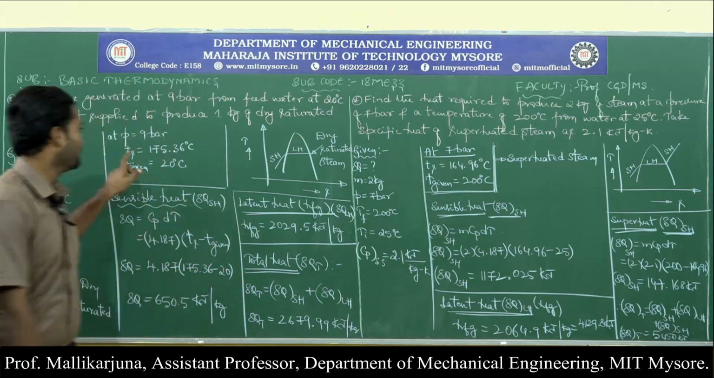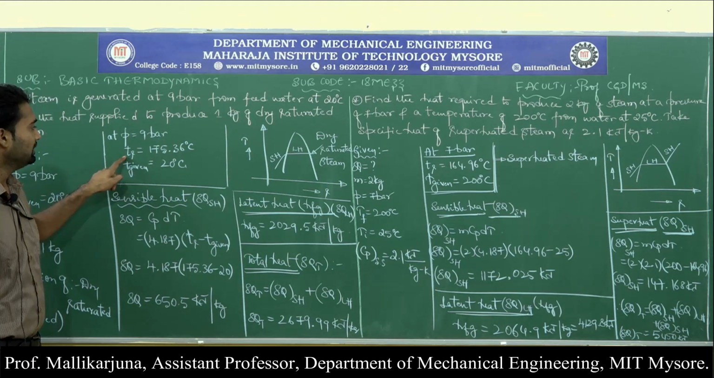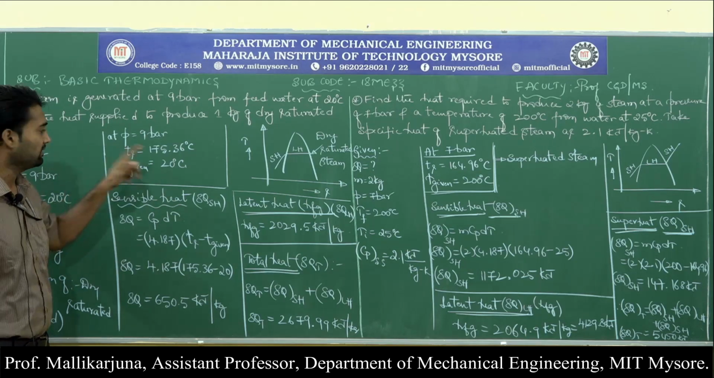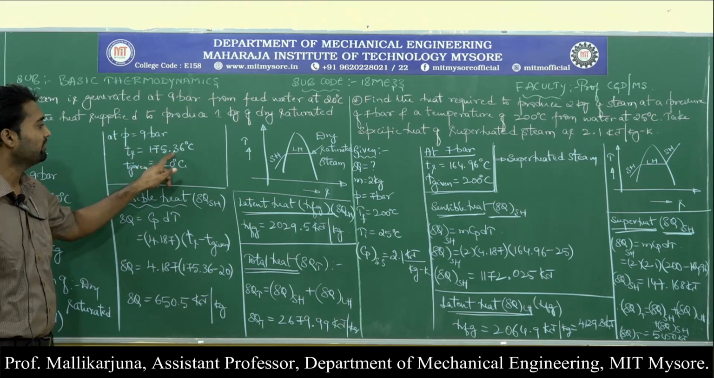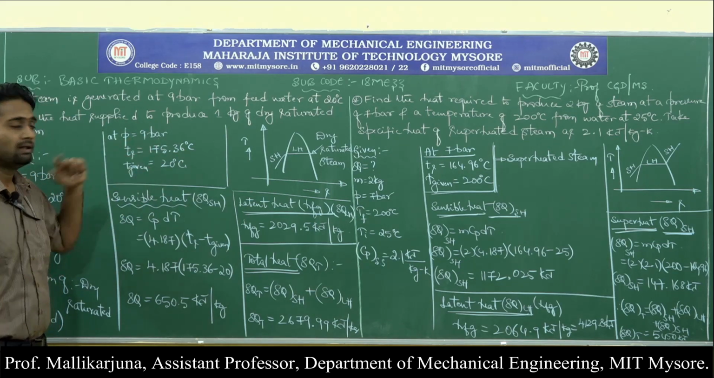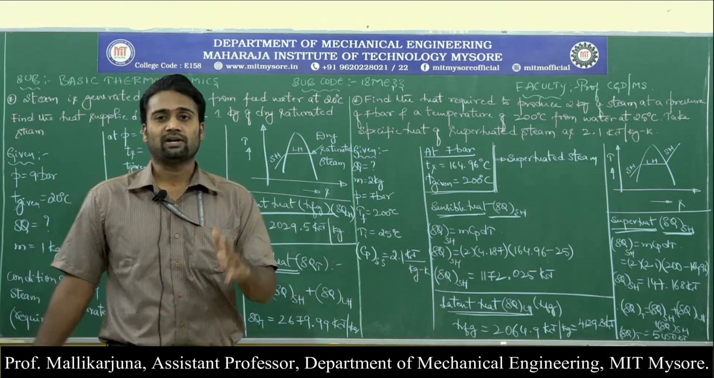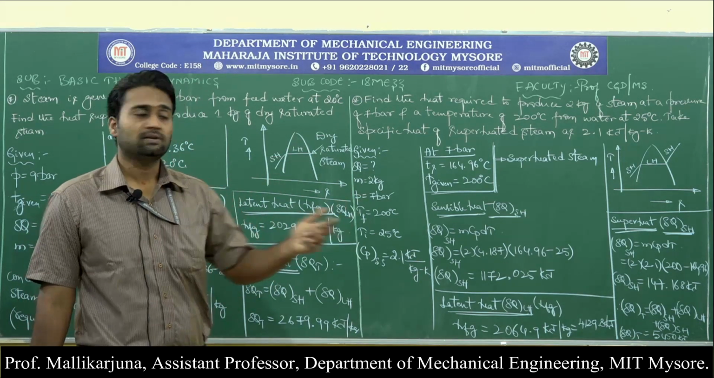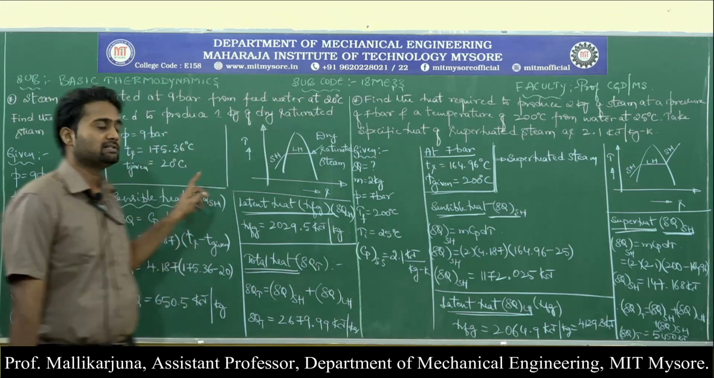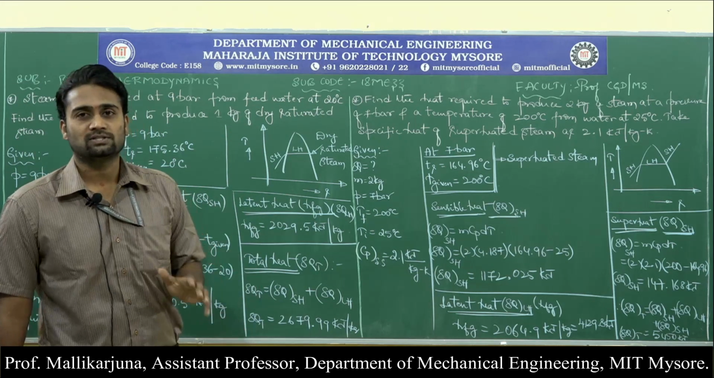So now at 9 bar pressure I have looked at the saturation temperature. The saturation temperature was 175.36 degrees centigrade. I mean at 9 bar pressure the water can reach its saturation state at 175 degrees Celsius. What is the given temperature of the water? 20 degrees centigrade. That means the water is not in its saturation state.